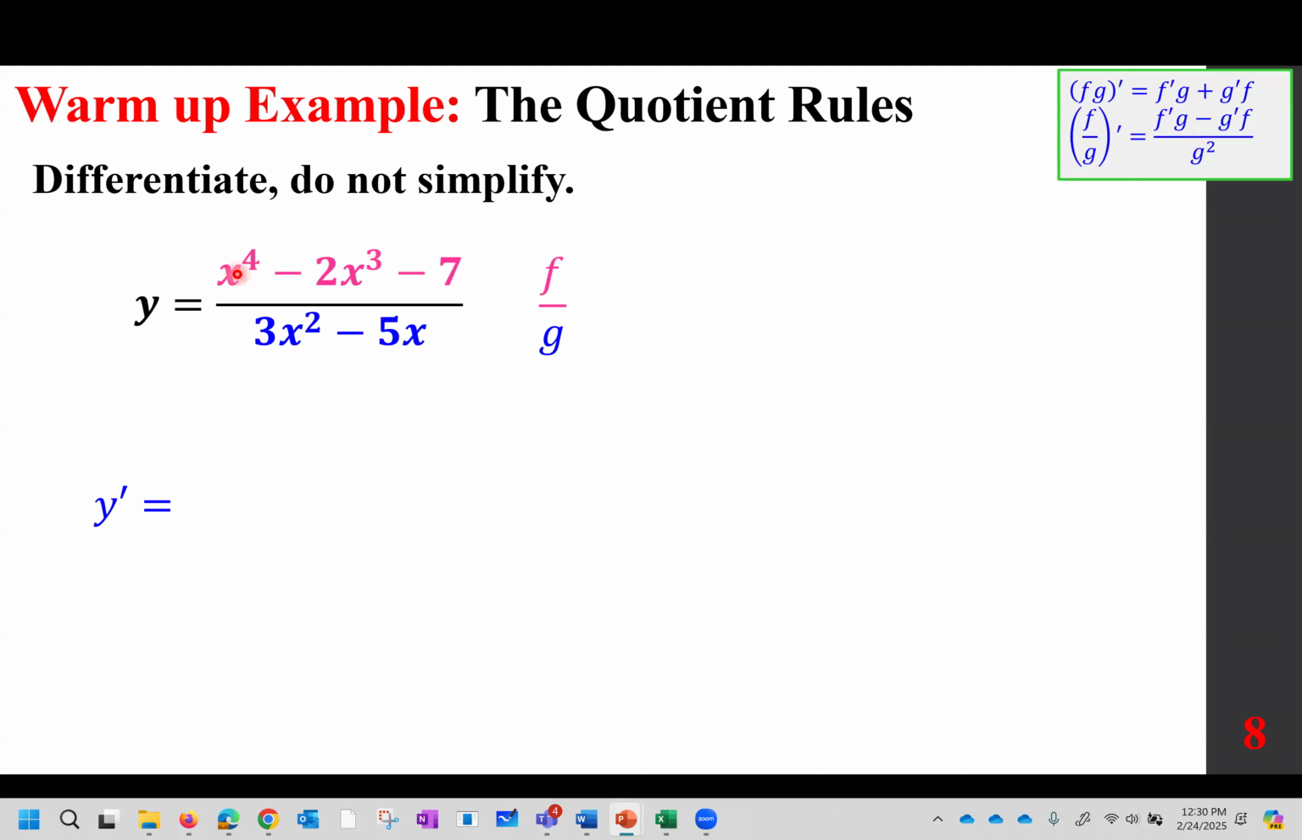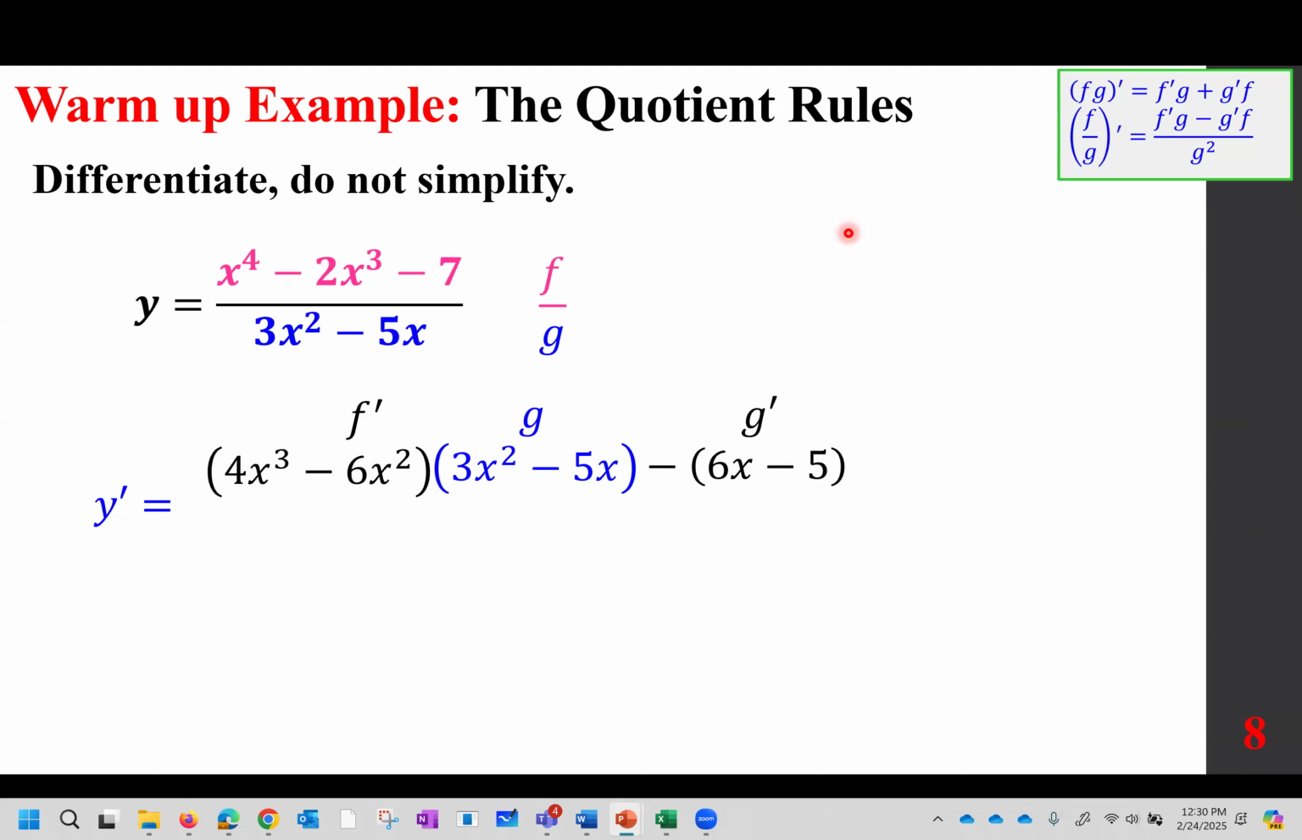I need f prime. That means I need the derivative of the numerator. We've seen that derivative to be 4x cubed minus 6x squared, times g, just write the blue function next to it. Minus g prime, f. G prime is 6x minus 5, in parentheses. F is the top function, the red function, put it next to it. And for the bottom, just a huge fraction bar and g squared, that means just write the denominator in parentheses and square it.